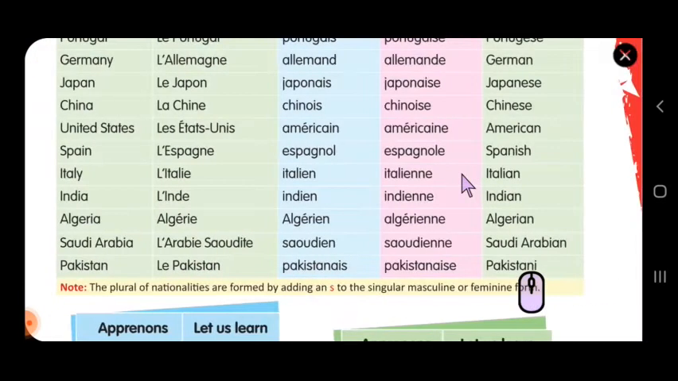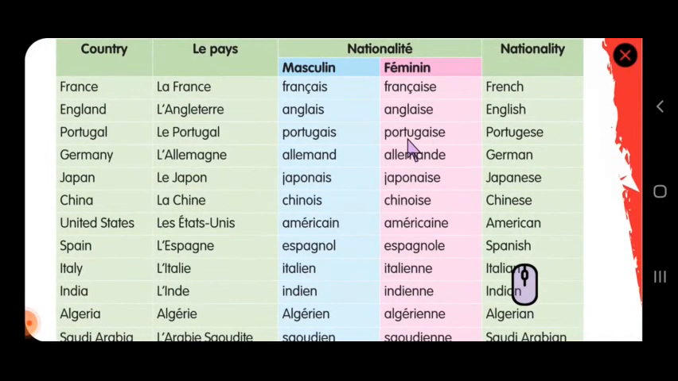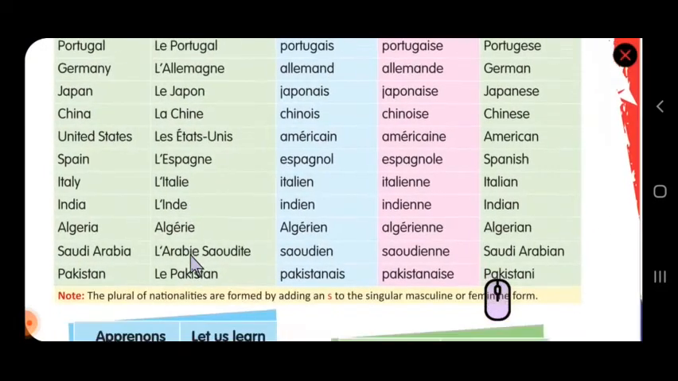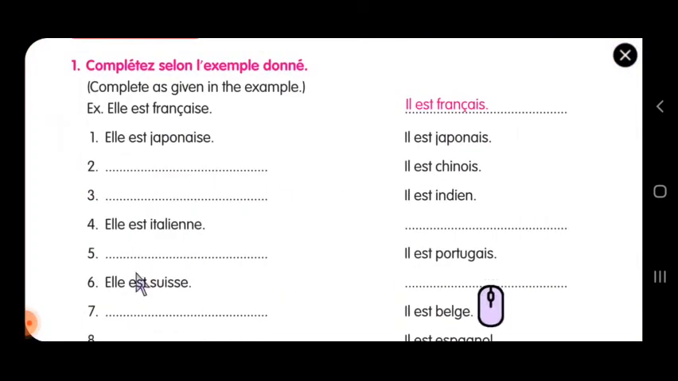Portugaise. So I'll show you the answer. Elle est portugaise. Where I'm pointing here, see, this is the answer for the fifth one. Now elle est Suisse. So what is the answer for Suisse? I guess it is not given here, but I'll tell you the answer. The same spelling will come here: il est suisse, with an e. Don't think it is without e, because the spelling of Suisse is already like that.